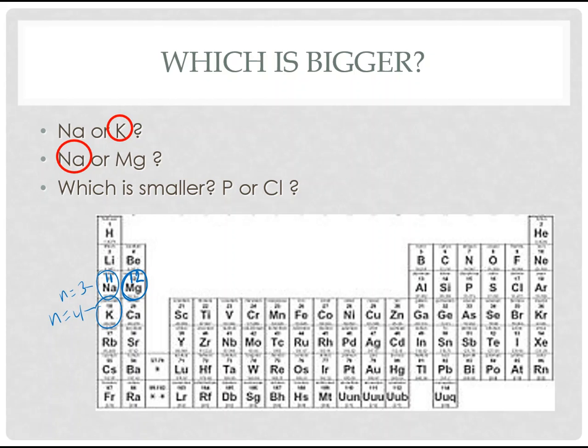Now, which is smaller? Because they can always ask it the other direction. We're looking over here at phosphorus and chlorine. Which one's smaller out of those two? Yes, chlorine, good. Chlorine is smaller than phosphorus. Phosphorus has 15 protons, whereas chlorine has 17. So those 2 additional protons pull it in slightly, so chlorine would be smaller.